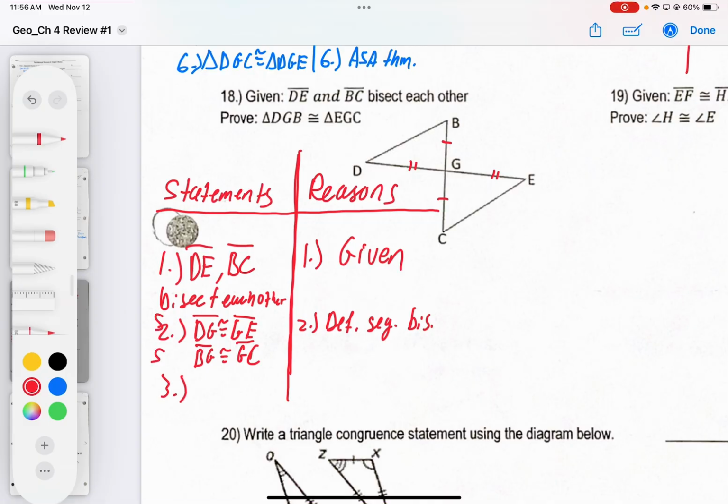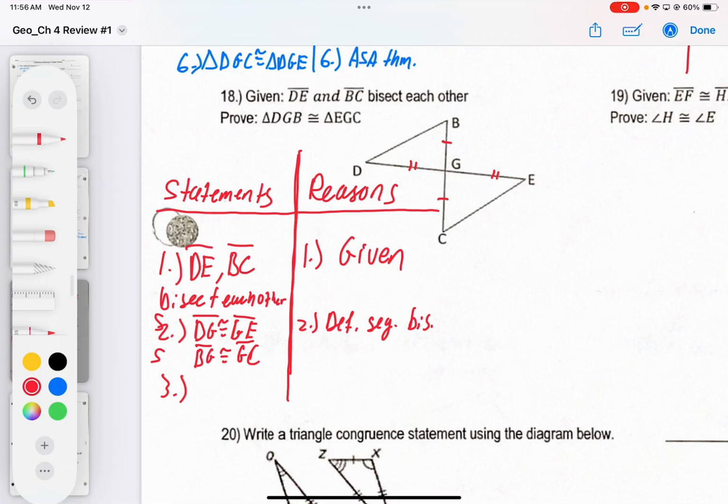Okay, so now you want to make them vertical. So then that would be angle what? Congruent to angle what? DBG is congruent to CEG.